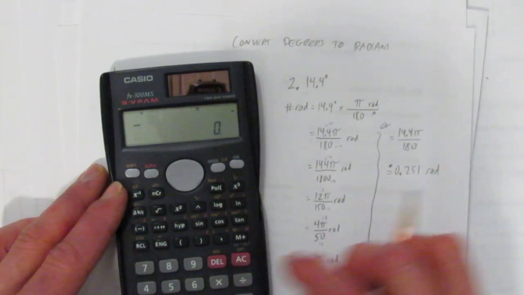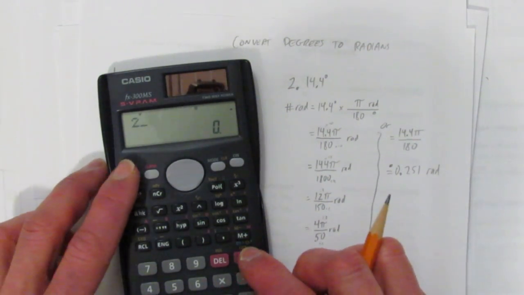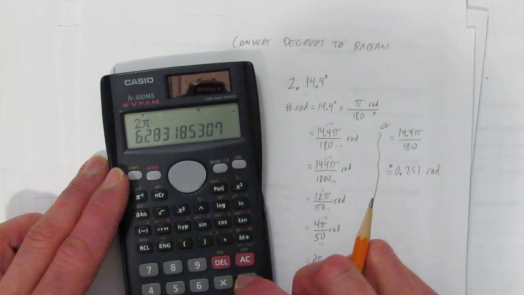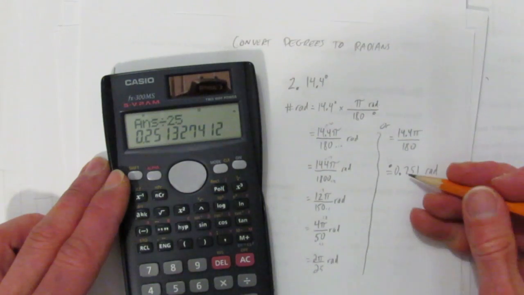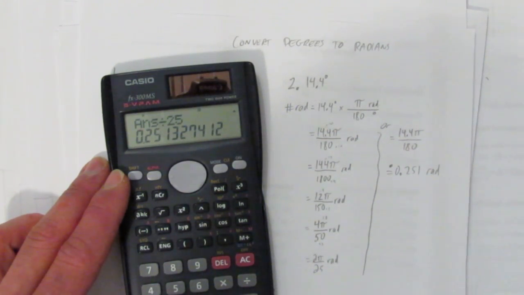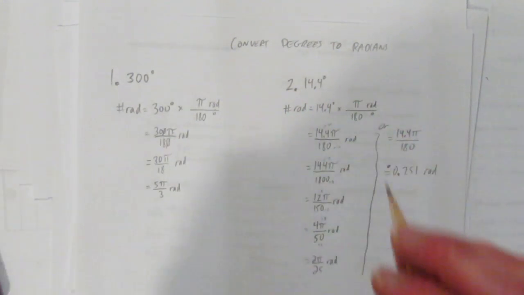We can check that here. Look, what's 2 pi divided by 25? 2 pi divided by 25, same thing, 0.251 radians. So that's how you convert degrees to radians.